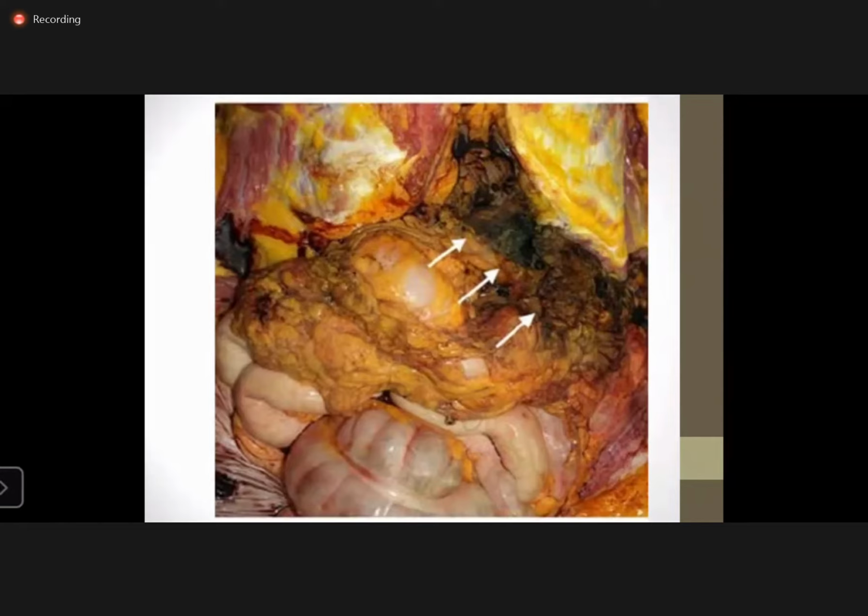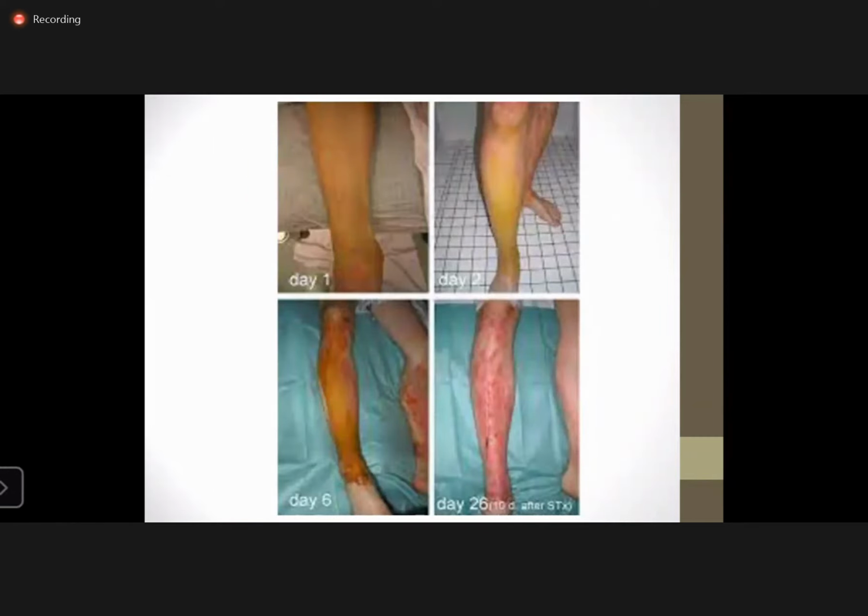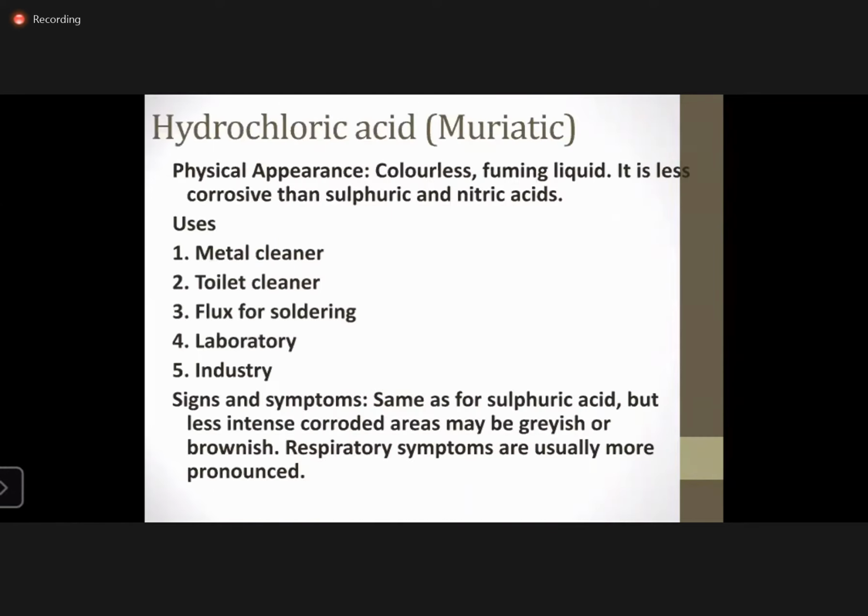Then moving on, we have to deal with hydrochloric acid. This is also an inorganic or mineral acid. It comes under the names muriatic acid, spirit of salt. Physically it is heavy, colorless, with a highly irritating odor.